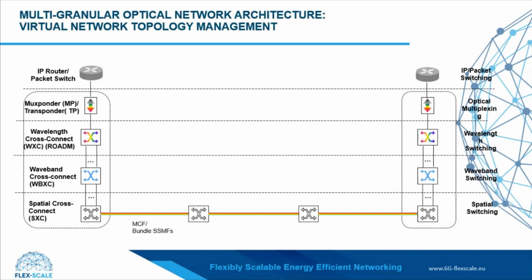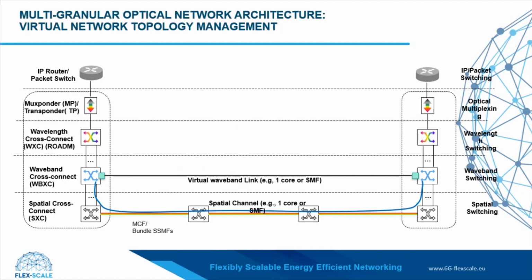So now let's assume that we need to provision a channel, a flow between this pair of IP routers, between this one and this one. Before provisioning this flow, the first step is to provision an optical channel, as you can see here, between this pair of waveband cross connects. For example, this spatial channel can be one core or one single mode fiber. Then this spatial channel is represented as a virtual waveband link between this pair of waveband cross connects.